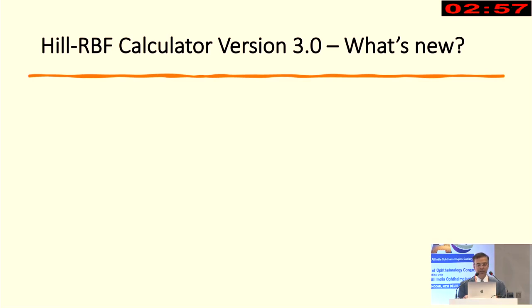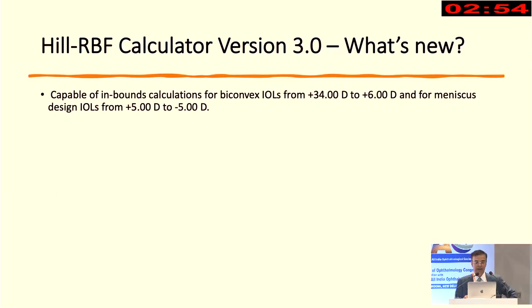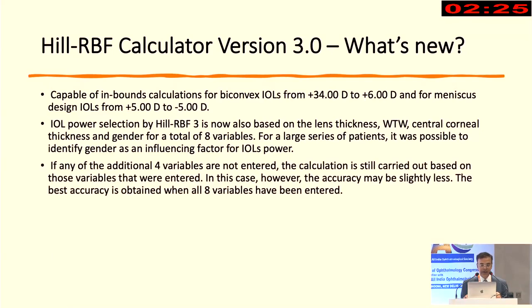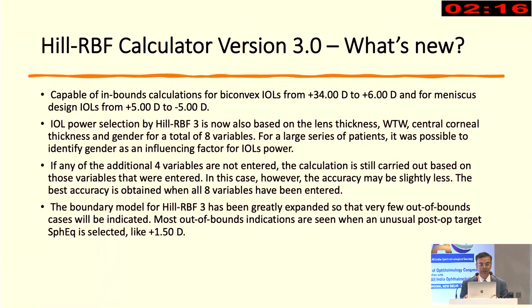The Hill RBF evolved to version 3 some time back, and there again the range was further increased, and it also took into account meniscus designs till -5. Now it also takes into account 8 variables. When it started off, it was taking into account only 3 or 4 variables, but now, to have more out-of-bound cases fall into bounds, they have included more variables. You can use lens thickness, white-to-white, central corneal thickness, and even gender, giving even better deep learning artificial intelligence based calculations, and this has really made this formula even better. However, if you don't have all those variables available, you can still get along with the 4 basic variables, which will still give you a calculation, but it won't be as effective.